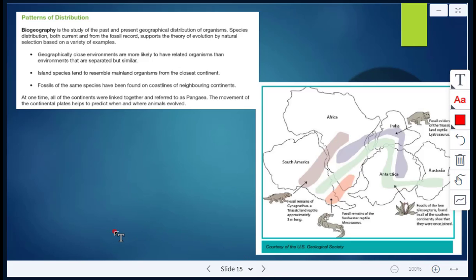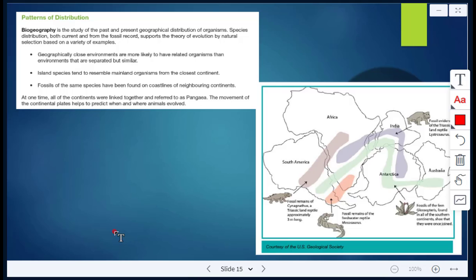Next, patterns of distribution. Biogeography, it's the study of the past and present geographical distribution of organisms. Species distribution, both current and from the fossil record, supports the theory of evolution by natural selection. Based on these examples here, geographically close environments are more likely to have related organisms than environments that are separated but similar.